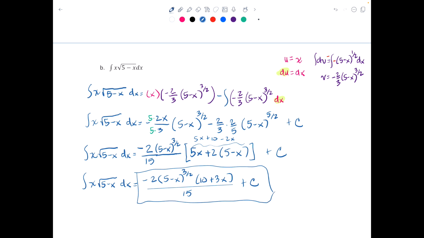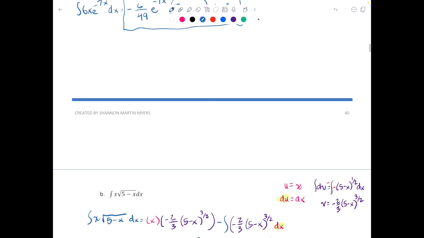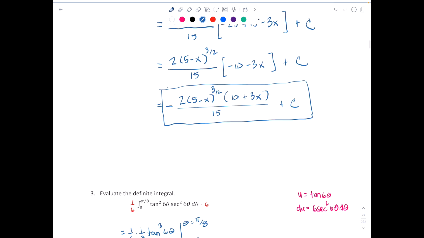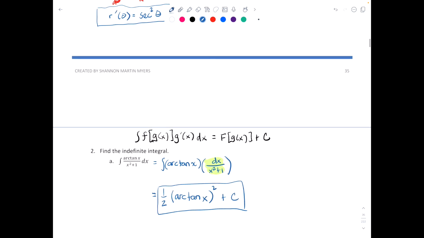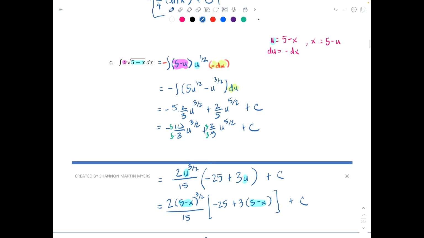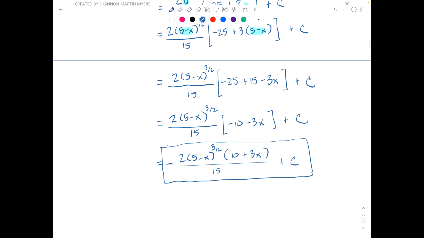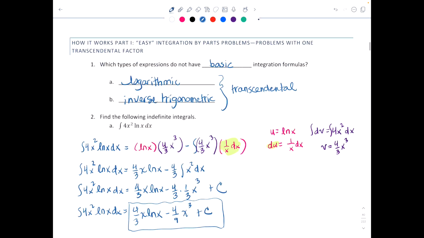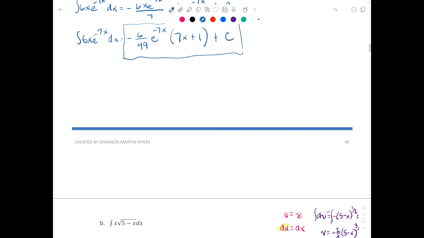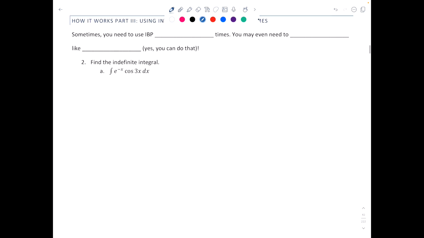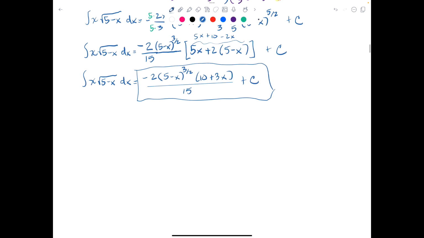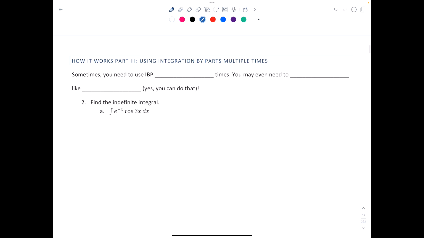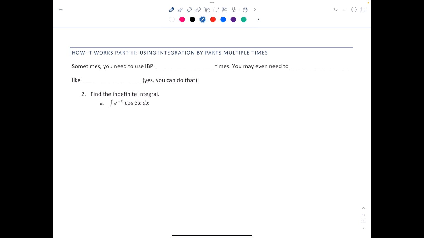So you can do that problem either way, using a u substitution, which we did way back here. This is when we did all that magic to this guy. That was with a u substitution and then writing x in terms of u, so it was a little tricky. And then over here, doing integration by parts. All right, so how it works, part 3.